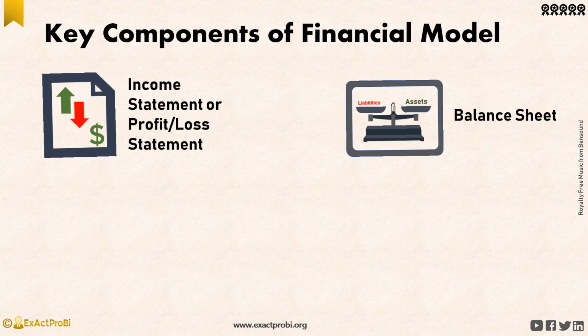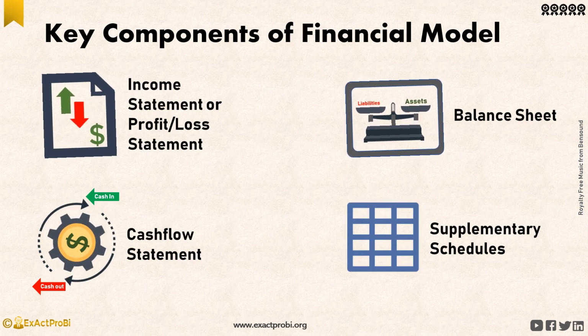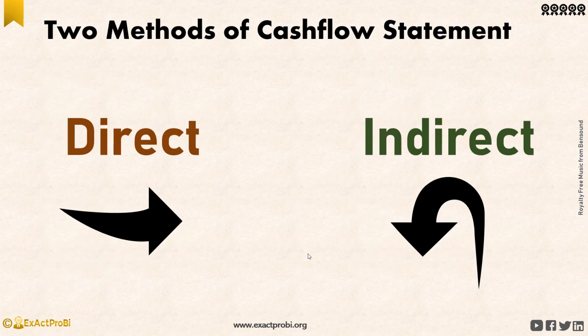They are mainly the income statement or profit and loss statement, a balance sheet and a cash flow statement. For the cash flow statement, we'll have a detailed explanation of two methods of preparing it, the direct method and the indirect method. In this course, our primary focus will be to use the direct method of the cash flow statement, which is very easy for any layman to understand.